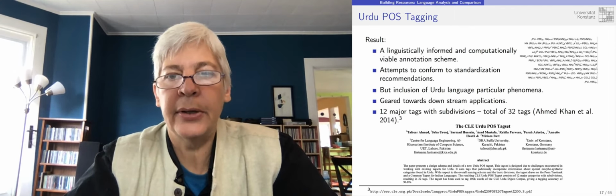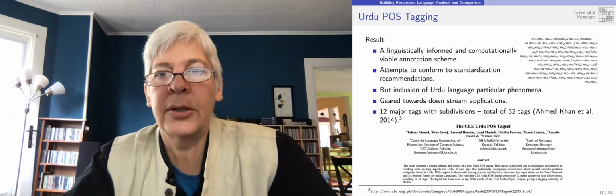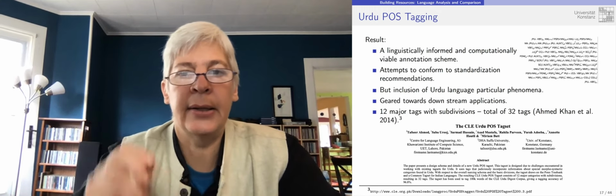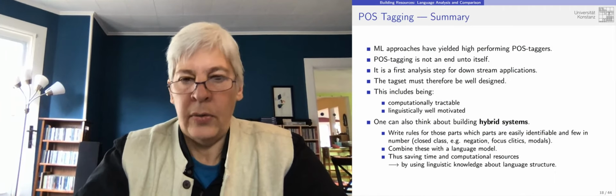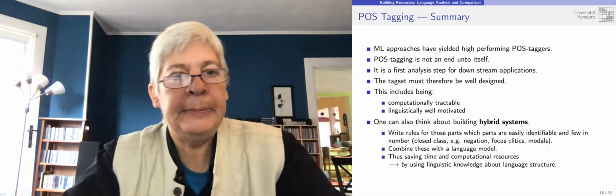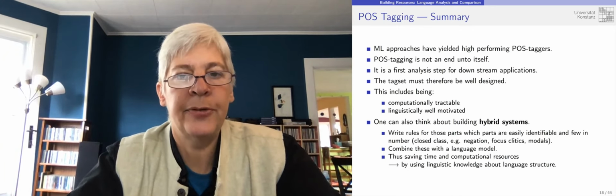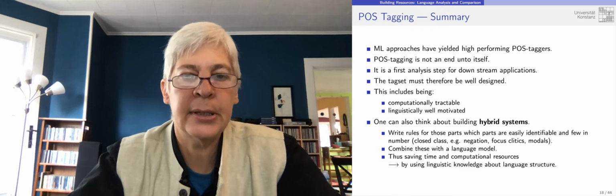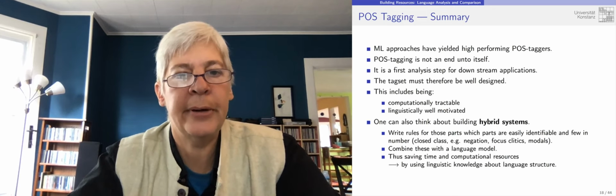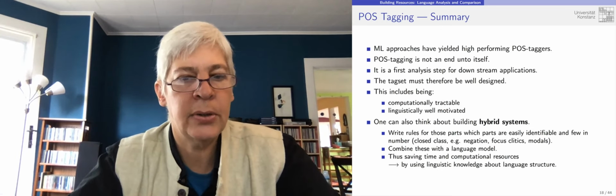And you can see up there on the right, I've given you a picture of what the tag corpus looks like. And a lot of the tags should look familiar to you. So JJ and NN, those are from the Penn Treebank tag set. Right, so that is nice. So here's the summary for that. So machine learning has yielded high performing part of speech taggers, but part of speech tagging is not an end unto itself. This, I think, is an important point. One needs to think about what the downstream applications are and design the tag set according to that.